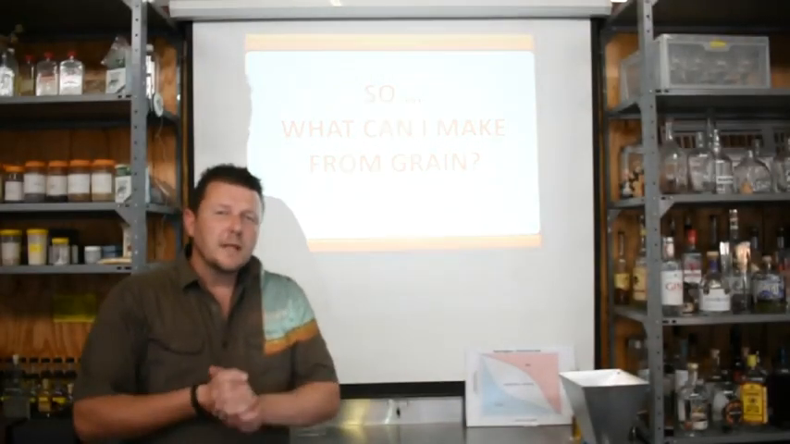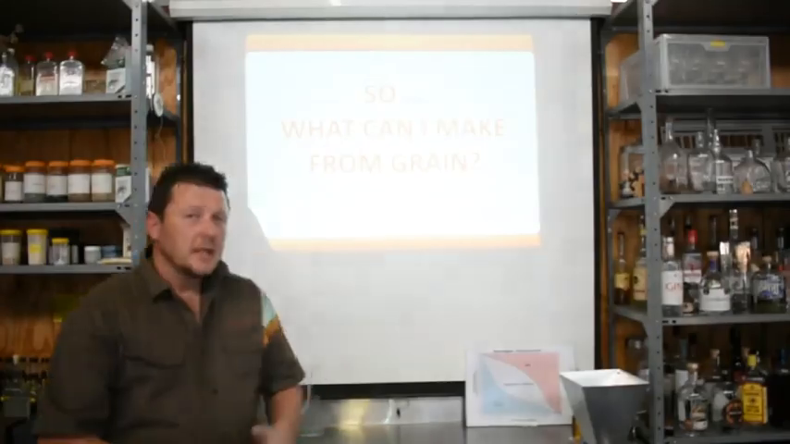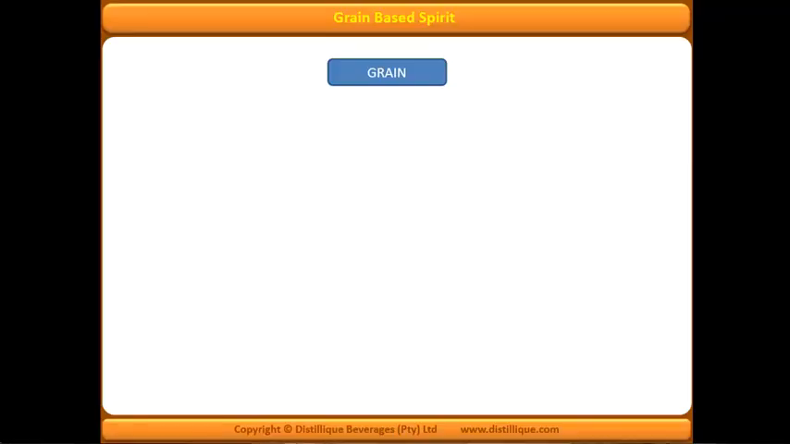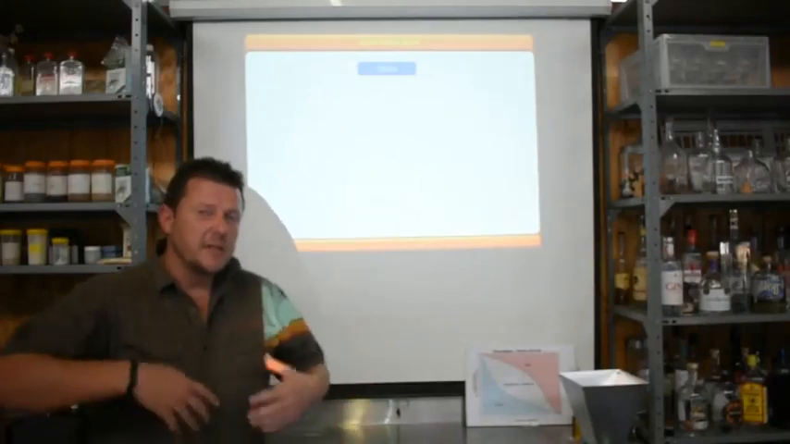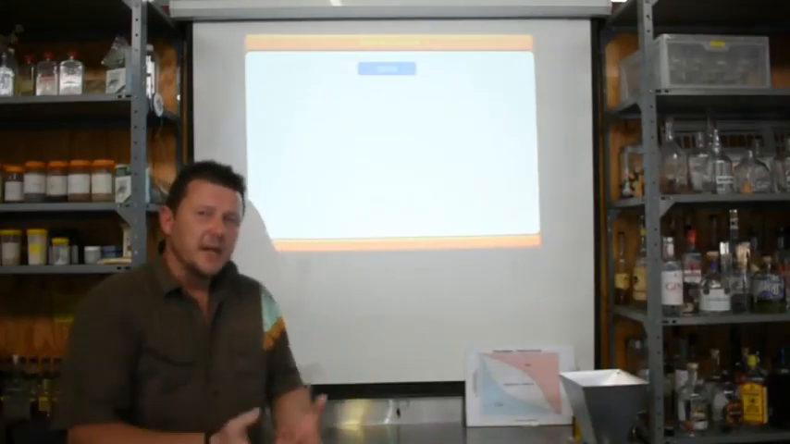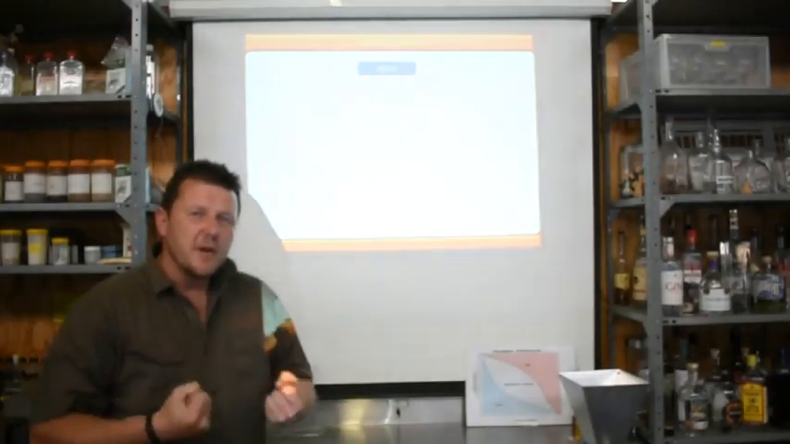So, what can I make from grain? There's a lot of things that I can do. If I start with my grain, I mill that grain to expose my carbohydrates, I boil it, I gelatinize it, which allows me to extract the carbohydrates from the grain.